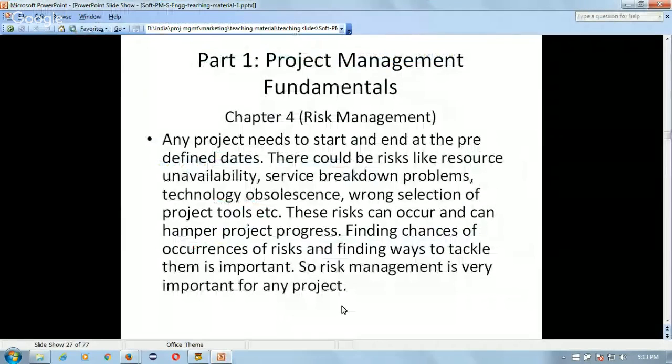Hello friends, today we will see part 4 in the course in software project management. It is all about risk management.